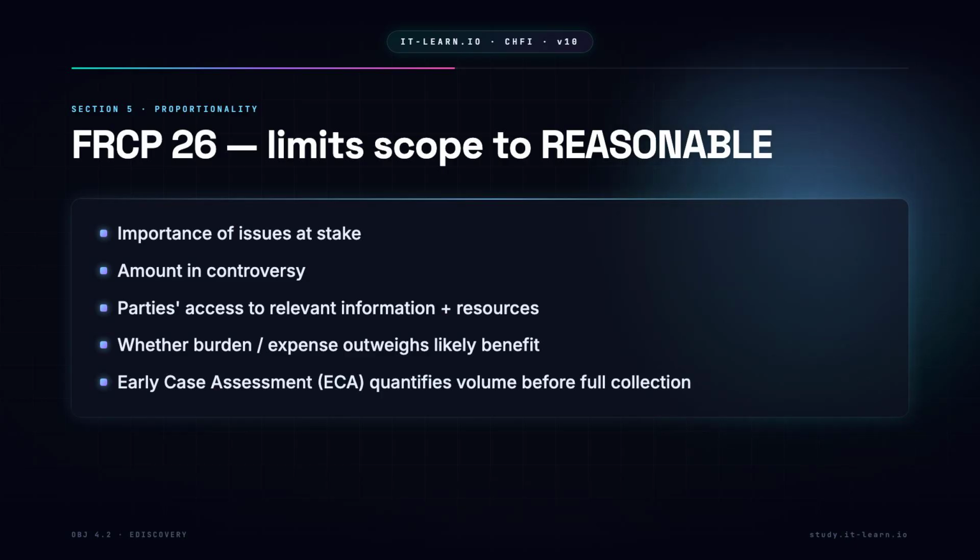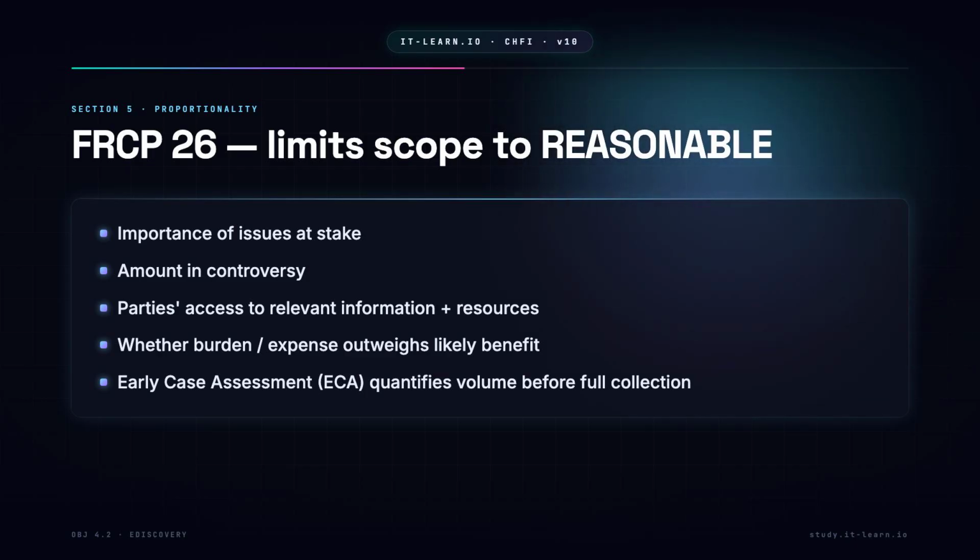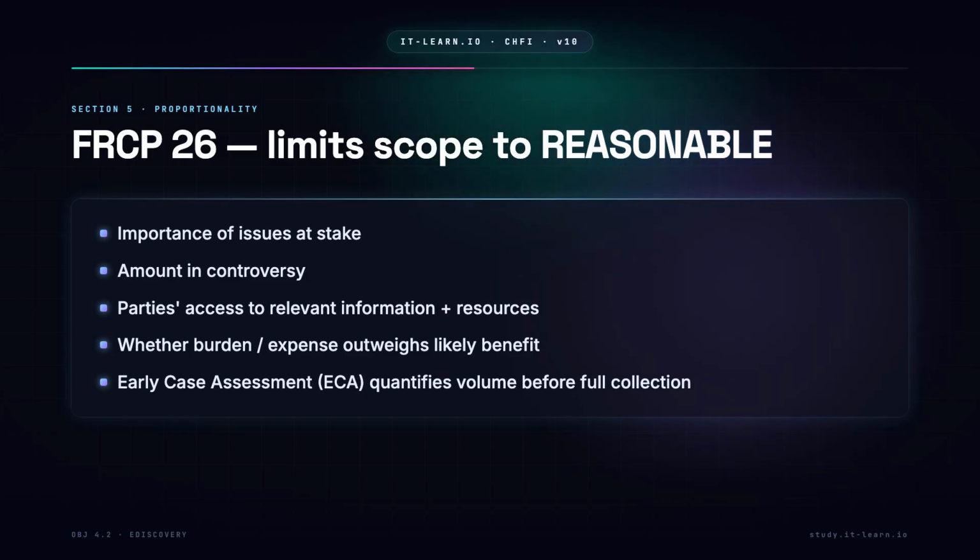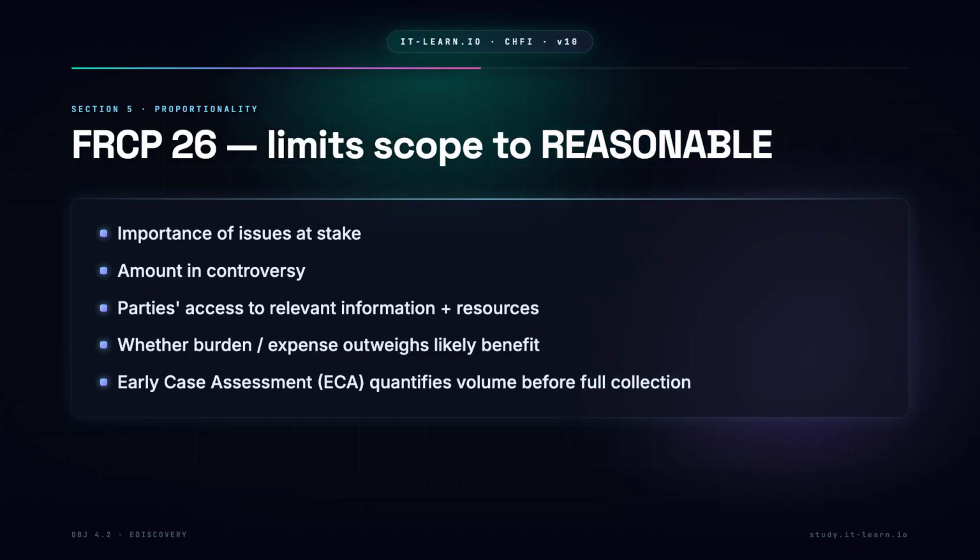Early case assessment, ECA, helps quantify data volume before full collection. Tiered collection: high priority custodians get full collection. Low priority, targeted or deferred. Proportionality is the legal answer to overcollection. Use it to negotiate scope with opposing counsel. Use it to defend your collection decisions in court.